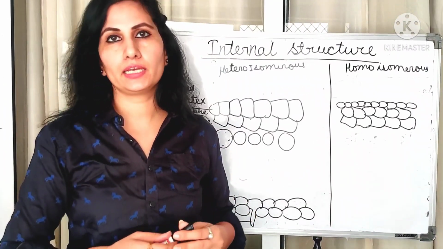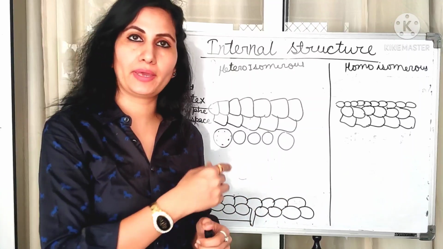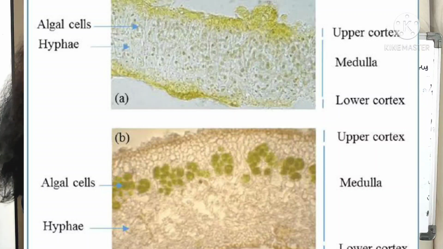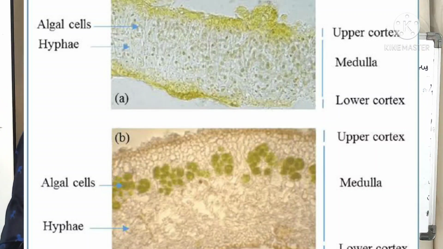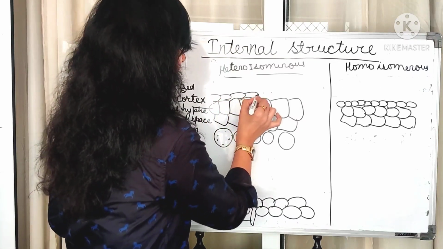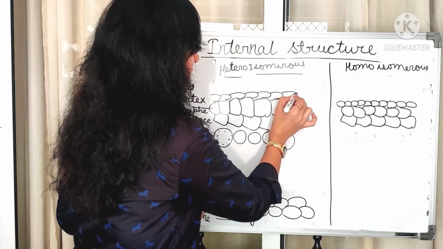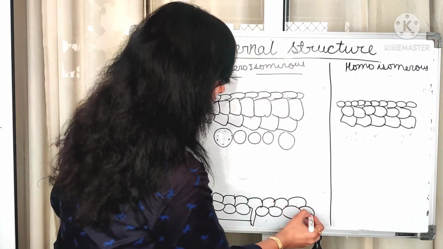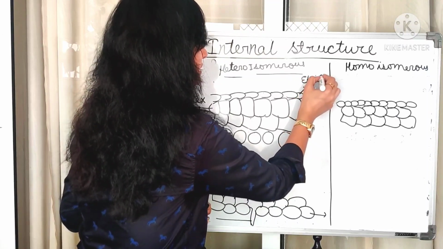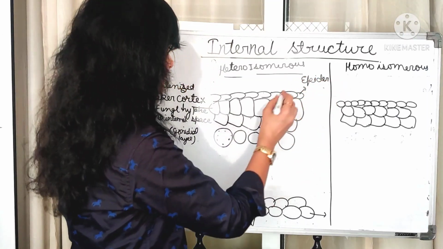Now with the help of the diagram we will see the difference in the homoisomerous and heteromerous type of thallus internal structure. So here it is the heteromerous type of internal structure, in which there is stratification of algal zone and the fungal zone. On the topmost portion we will have the upper epidermis, like I am drawing the upper epidermis, and this is the lower epidermis. These are epidermis and these are barrel shaped cells.